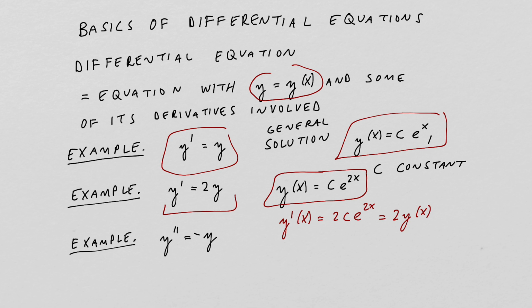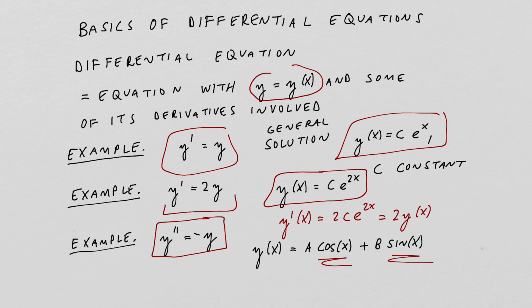How about this equation? The second derivative of the function is minus the function. So, do you remember any familiar function which has this property? Well, both cosine and sine are such functions that if you differentiate them 2 times, you will get back the same function with the minus sign. So, we can take the linear combination of cosine and sine, and that is the general solution of this equation.